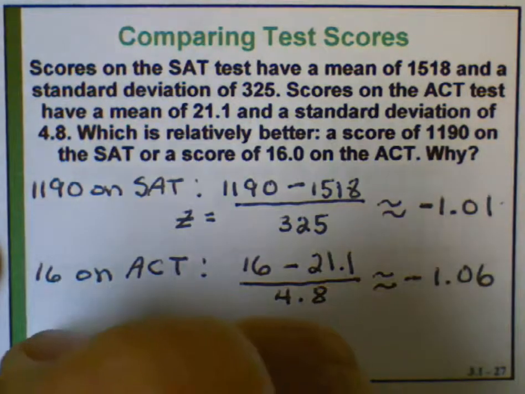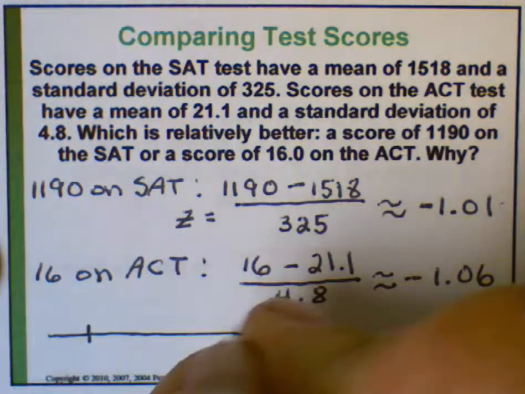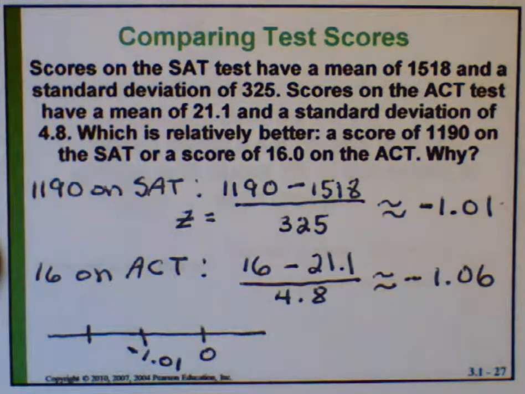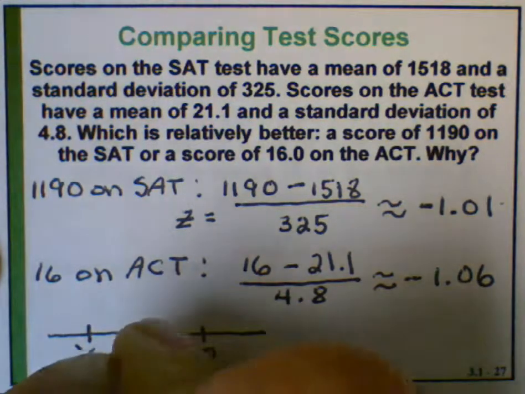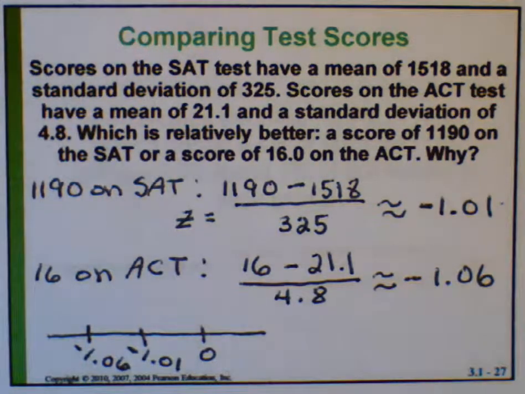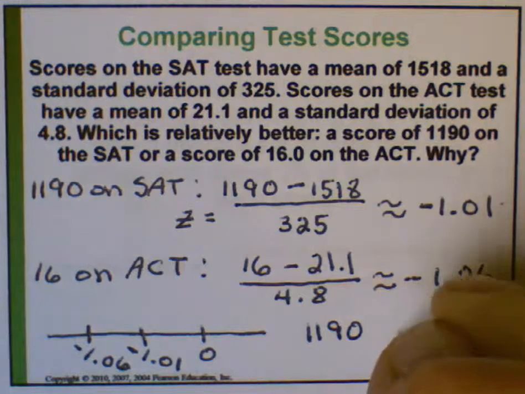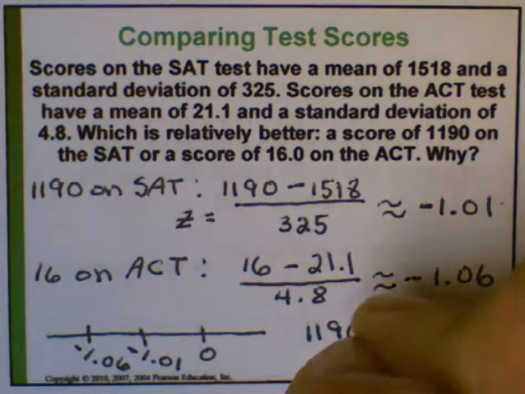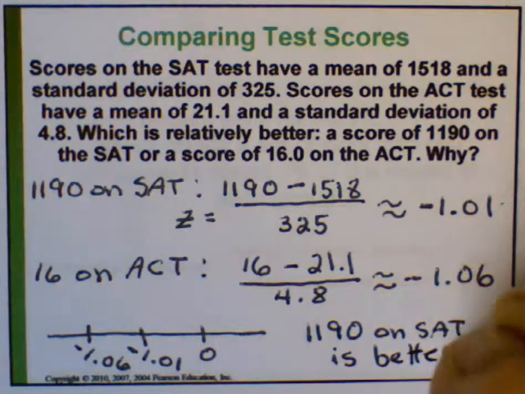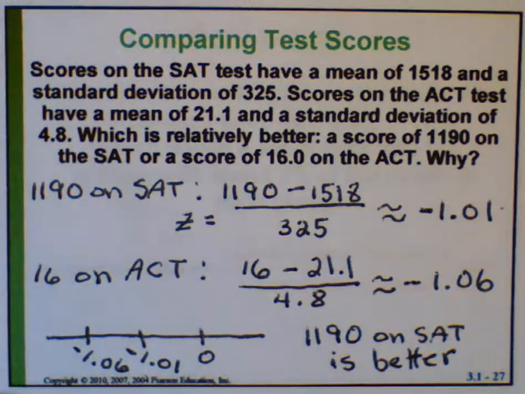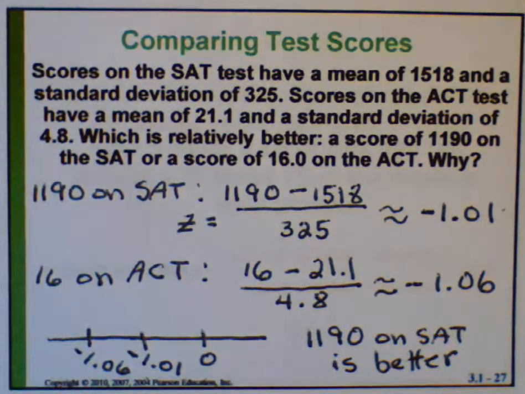If you think about those two z-scores on a number line, negative 1.01 is to the right of negative 1.06, and this would be better because it's closer to breaking even. 1190 on the SAT is better because it's a higher score. It's to the right on a number line.